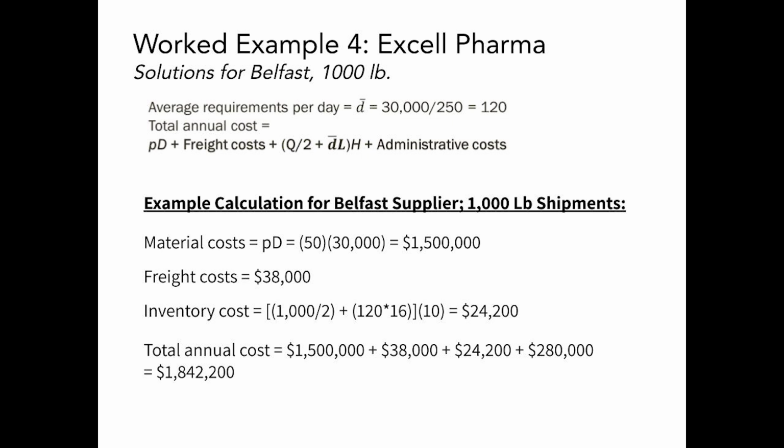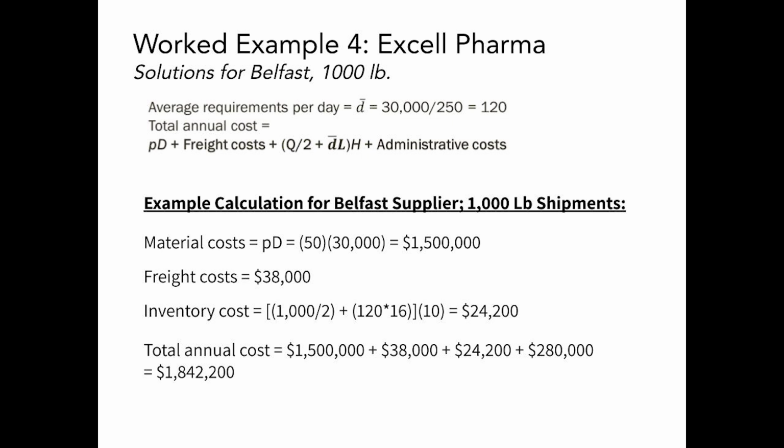Average requirements per day equals D equals 30,000 / 250 equals 120. Total annual cost equals PD plus freight costs plus brackets Q / 2 plus D bar L, end brackets, times H, plus administrative costs. Material cost: for Belfast, the price per pound is $50. Multiplying this by the annual demand of £30,000 gives us a material cost of $1.5 million. Freight cost: for £1,000 shipments, the cost is $38,000 annually.